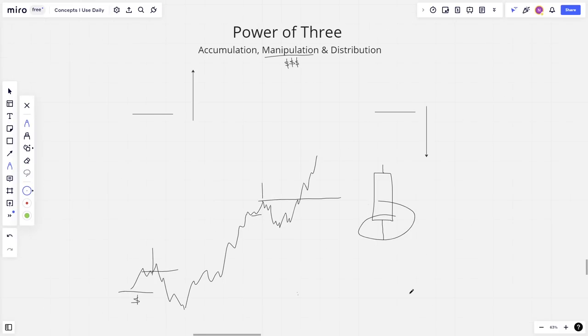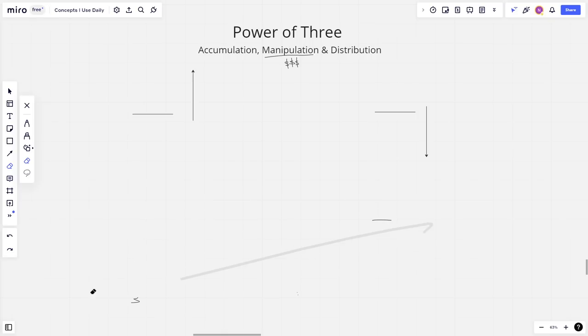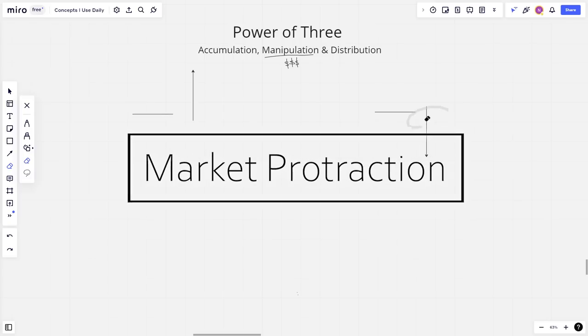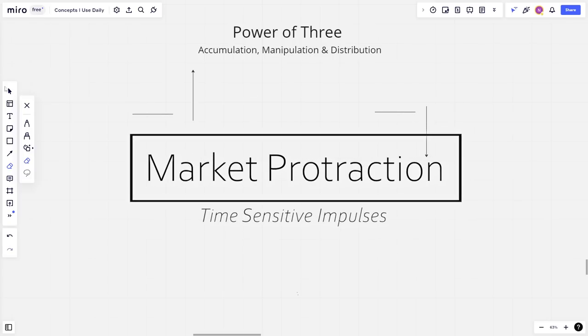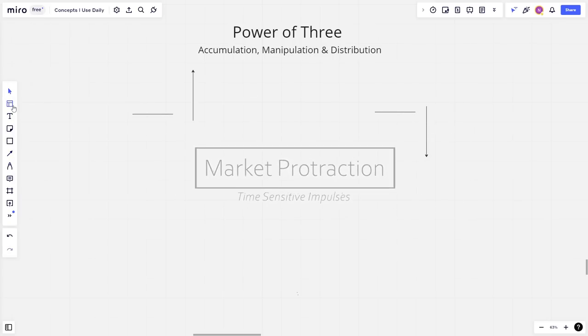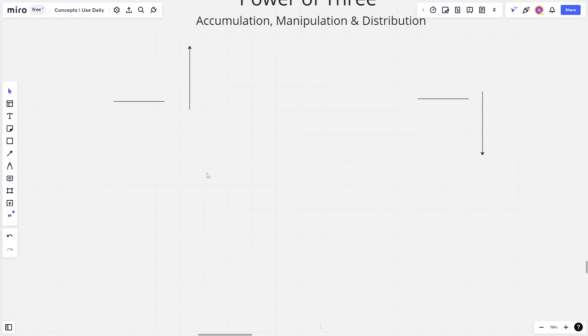And again, we're expecting this to happen for the week to be created. And ideally, we join in here to take advantage of this entire thing, right? Doesn't necessarily mean that we need to trade just there, but yeah. Now, on the other hand, market protraction is a move, an impulse that happens at specific times.